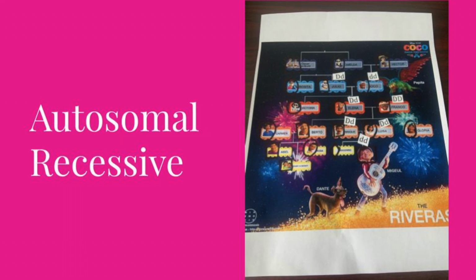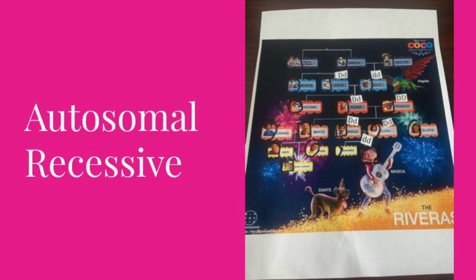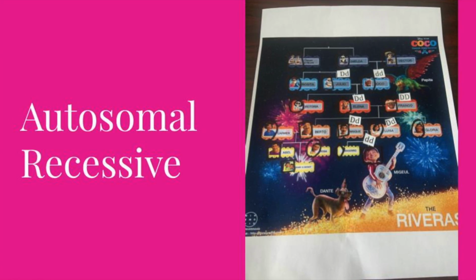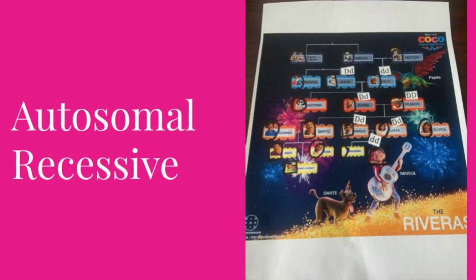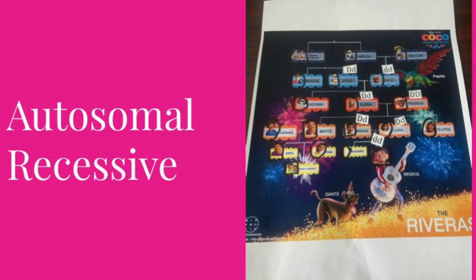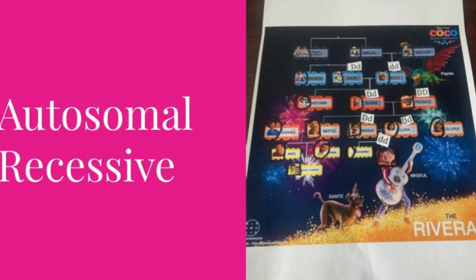We also see that autosomal recessive is consistent with this pedigree, as represented by little d for the trait seeing the dead for both Coco and Miguel. This, once again, is very similar to autosomal dominant, where the trait is not linked to sex chromosomes.